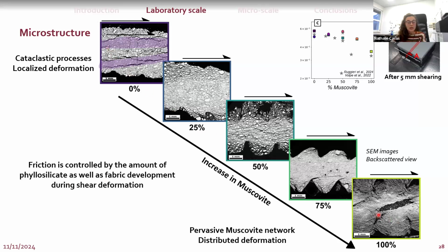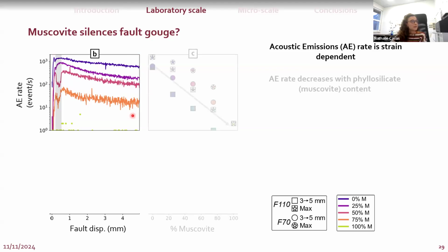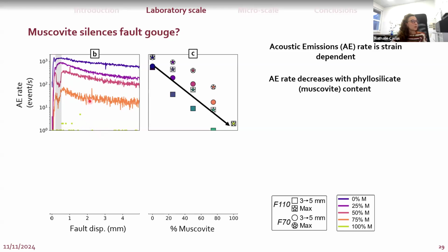Now, what about the acoustic emission we have within our experiments? This is the acoustic emission rate as a function of the fault displacement. First thing we can see is that, again, as for the strong mineral content, acoustic emission rate is strain dependent. So we have this first increase of acoustic emission at the start of shearing, reaching the maximum value, and then non-linearly decreasing toward the steady state of porosity. Now, what we can see is that the more we increase the muscovite content, the more we decrease the acoustic emission rates towards almost zero.